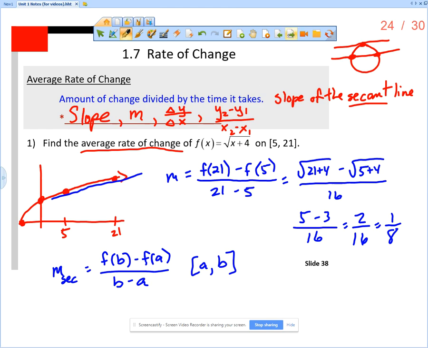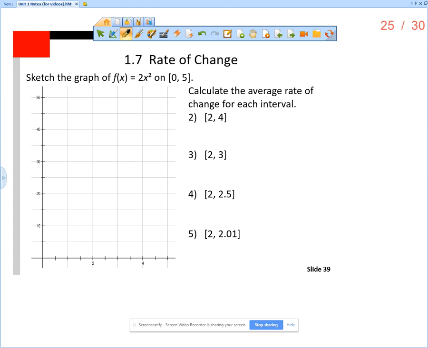Now, what we're going to do is talk about the average rate of change of this function over a number of different intervals. For instance, starting off, it says sketch the graph of f of x equals 2x squared on 0 to 5. All right, so 0 to 5.